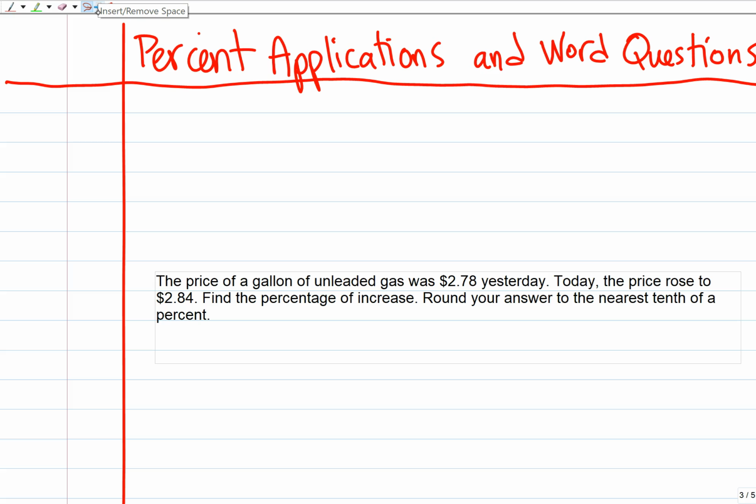The price of a gallon of unleaded gas was $2.78 yesterday. Today the price rose to $2.84. Find the percentage of increase. Round your answer to the nearest tenth of a percent. Okay?